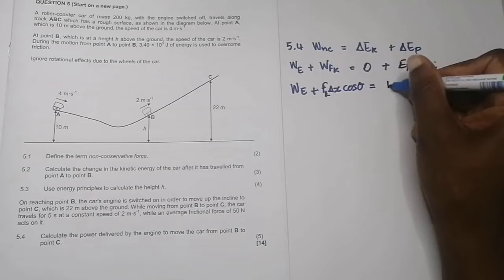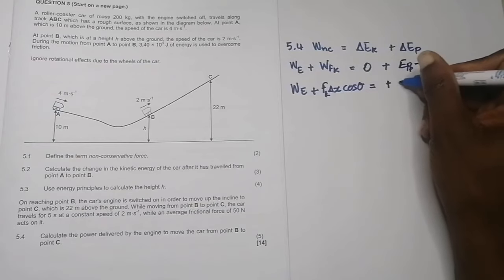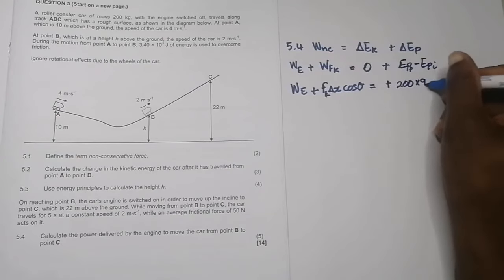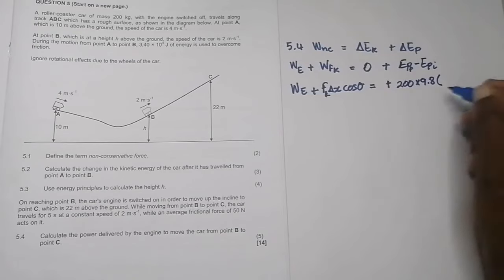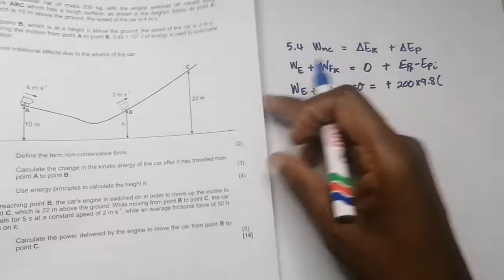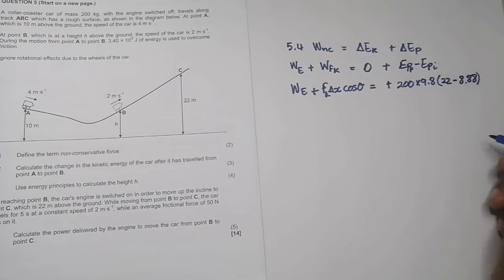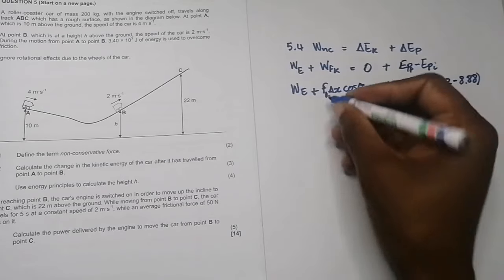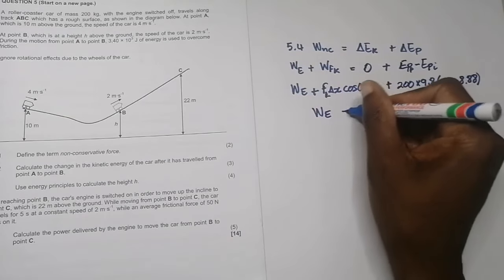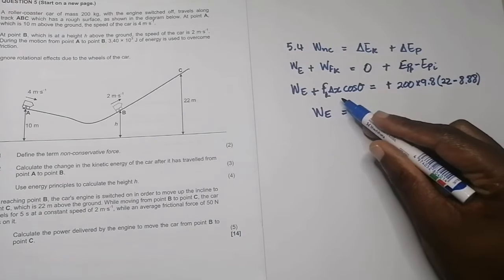Plus, in this case, our potential energy final, it's that potential energy there. So I'm just going to say 200 multiplied by 9.8. I'm just going to take the difference in our potential energy. So that's 22 minus, remember that value that we obtained there, which is 8.88. So our final is 22 and our initial was 8.88 meters. And this is where we are trying to get to. Now, as I said, we're going to make a plan around this.